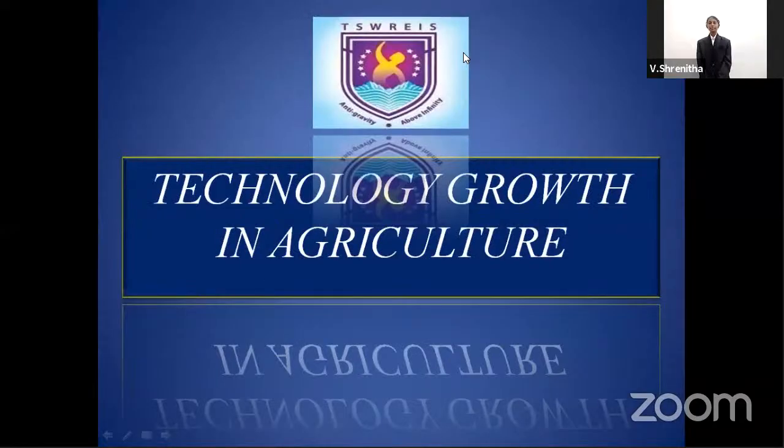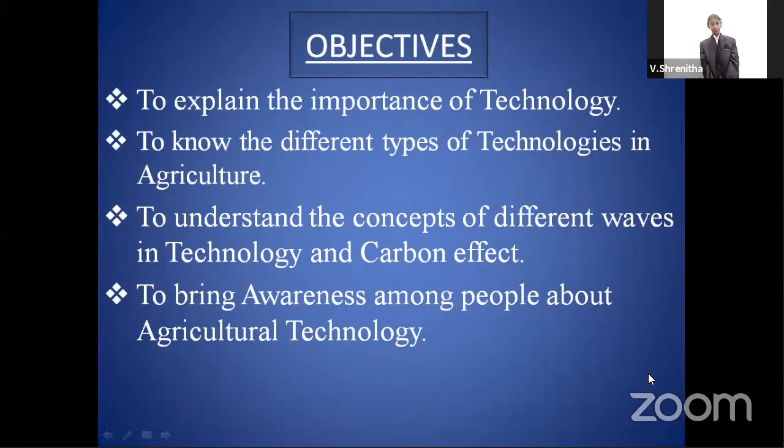Firstly, let us know the objectives of today's class. The objectives of today's class are to explain the importance of technology, to know the different types of technologies available for farmers in the agriculture sector, to understand the concepts of different types of waves in technology, to know the effects of carbon, and to bring awareness among people about agricultural technology. Okay, now let us move a step forward in our class. Let us know the different types of technologies.